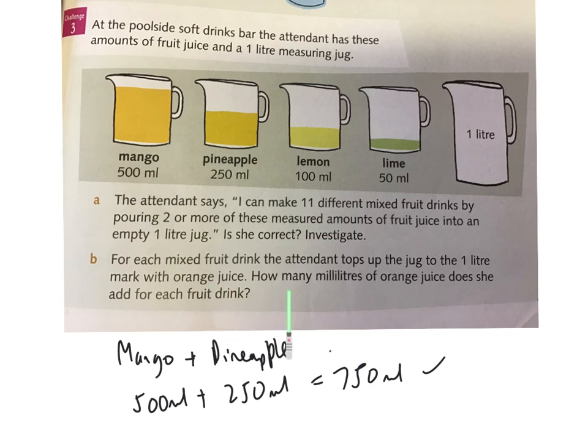She tops up the jug with orange juice. How much orange juice does she add for each fruit drink? Well, I made this mango and pineapple drink, which was 750 millilitres. The capacity of my jug is 1 litre. So if I want to add orange juice to that, to top it up, I'm going to have to add 250 millilitres of orange juice, because that will equal 1 litre altogether. For all your drink combinations, you have to just add in however much orange juice you need to fill the jug up to its maximum capacity.